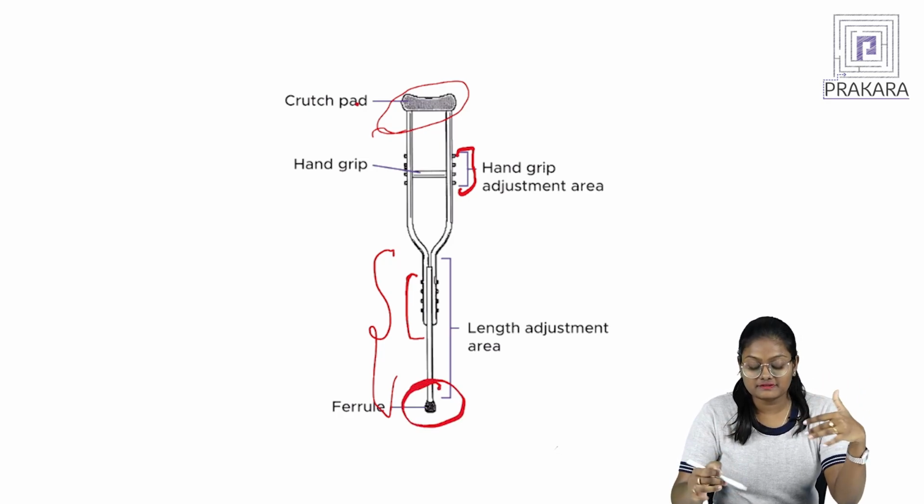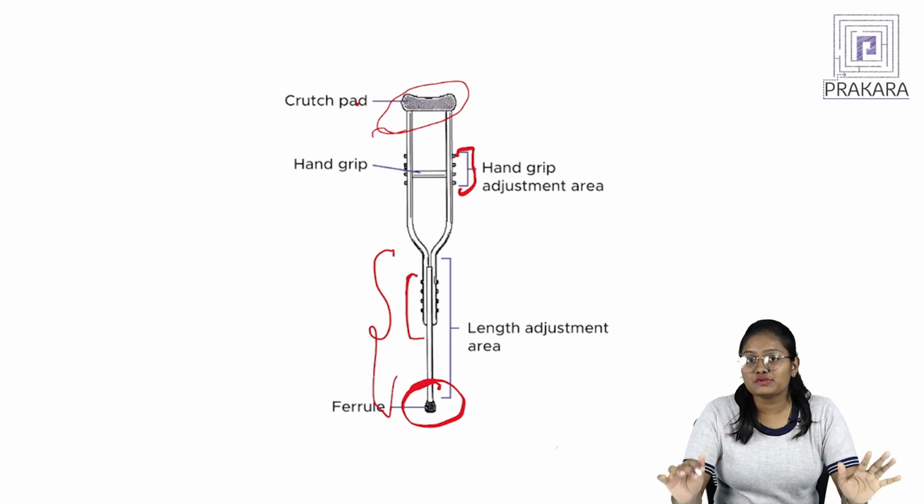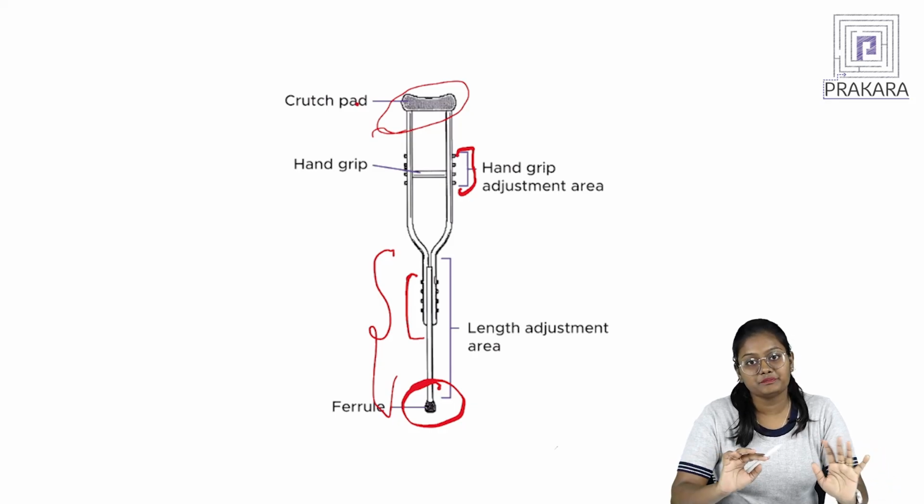Now what is the use of this ferrule? It is made up of rubber and it helps in maintaining the grip. Let's just imagine a person is walking on a slippery surface with a crutch. The surface is already slippery and the crutch doesn't have a proper base like rubber for the grip. So obviously the person will fall. So in order to prevent this, we have these rubber ferrules placed at the end of the crutches, not just crutches but most of the mobility aids.